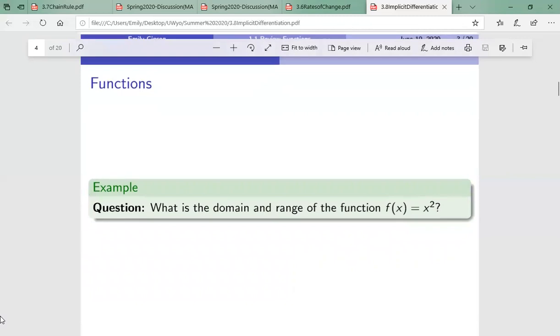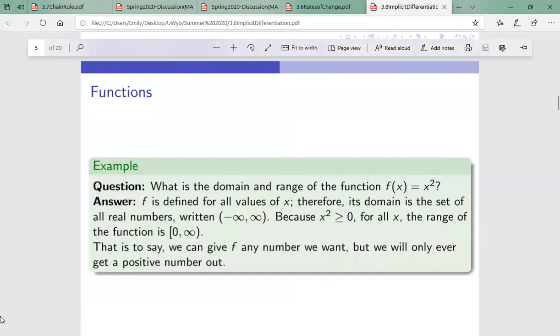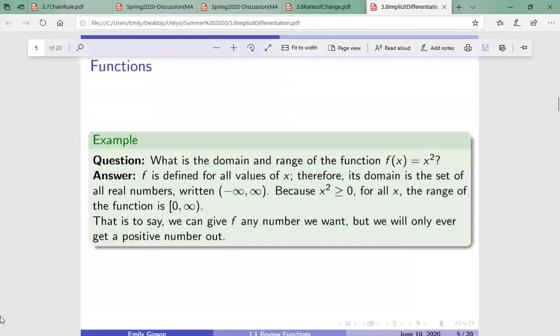So quick question in an example: what is the domain and range of the function f of x equals x squared? Go ahead and take a moment, write this down, and meet me back in a moment. So the question was, what is the domain and range of the function f of x equals x squared? Now, f is defined for all values of x, therefore its domain is the set of all real numbers, or negative infinity to positive infinity. But because x squared will always be a non-negative value, no matter what x we put in, the range for this function is 0 to infinity.